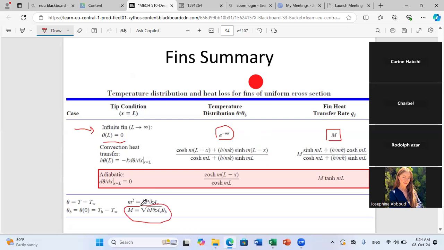Okay, so this table will be provided to you. You just have to replace. So it's radical h, where h is the convection coefficient, P is the perimeter of the fin, k is the conductivity of the fin, and Ac is the cross-sectional area of the fin, times theta base. Theta base is, as we said, the temperature at the base of the fin, so at x equals 0, minus T infinity.